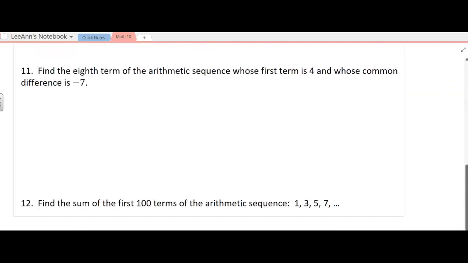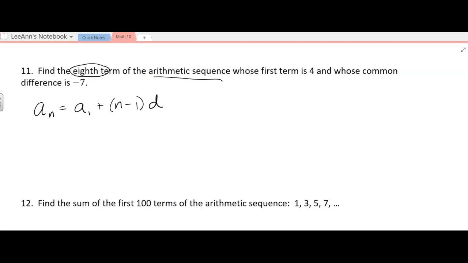Okay. Now we're getting into an arithmetic sequence. So we have formulas for arithmetic and geometric sequences. Those are on the formula page. Okay, so to find a term in an arithmetic sequence, it's a sub n equals a sub 1 plus n minus 1 times d, that common difference. Okay, we are finding the 8th term. That means n equals 8.